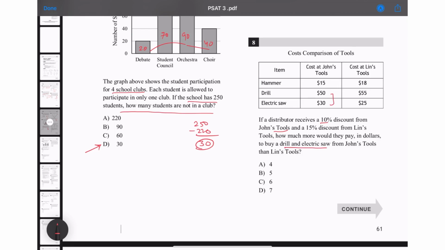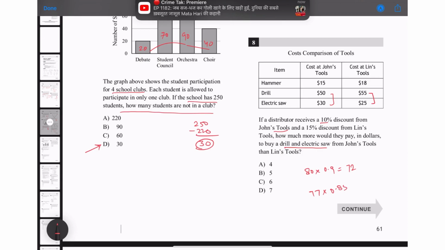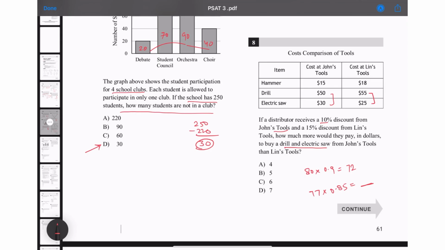So from John's store he has to pay 80 times 10%, that is, he will just pay 0.9, which is 90% of the amount, so he will pay $72. And this is 77, and he is getting a 15% discount on this. So obviously this is less. He is asking how much more would be paid at John's, so we have to just calculate on a calculator.